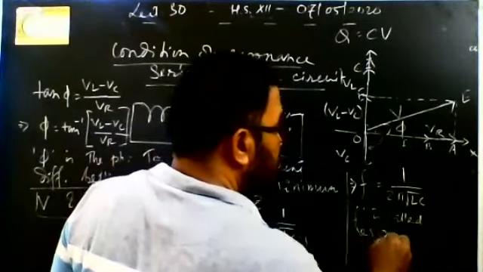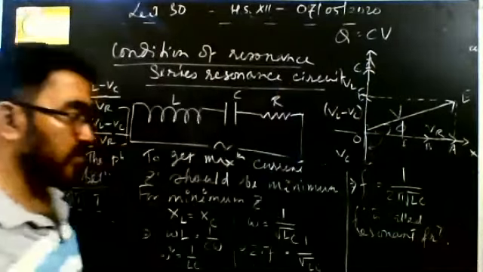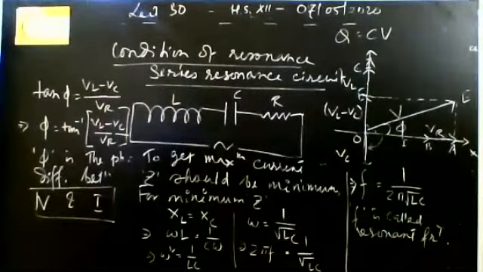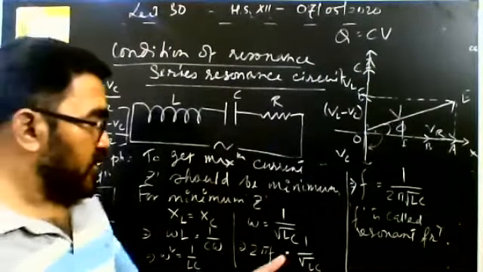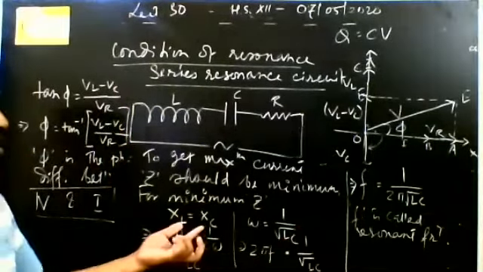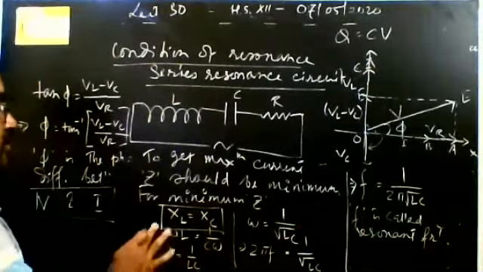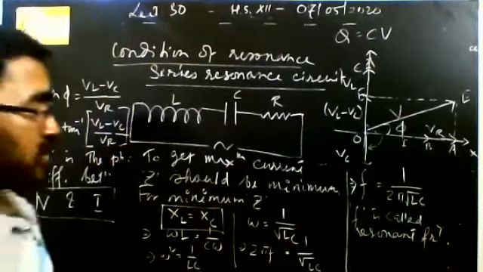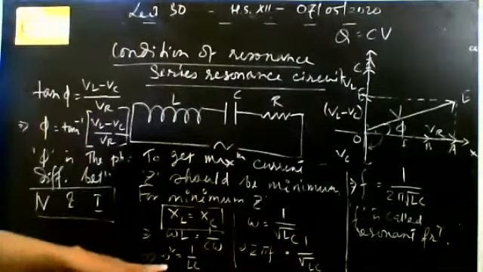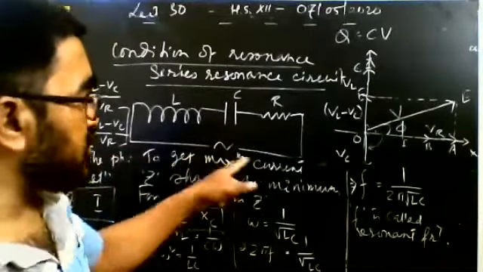This f is called the resonant frequency, and this condition is called the resonant condition. You should remember that when this happens, the frequency of the circuit is equal to the natural frequency, that is the applied frequency.